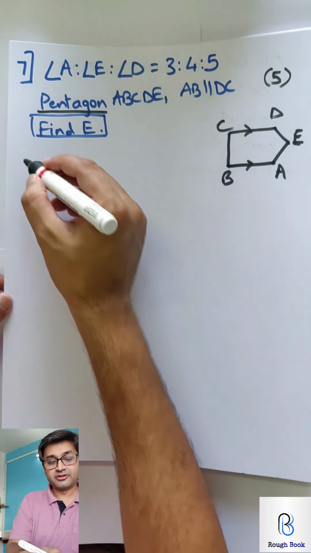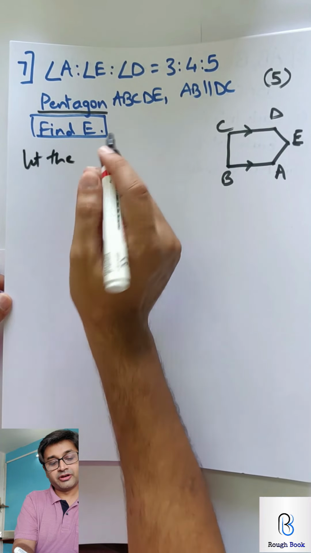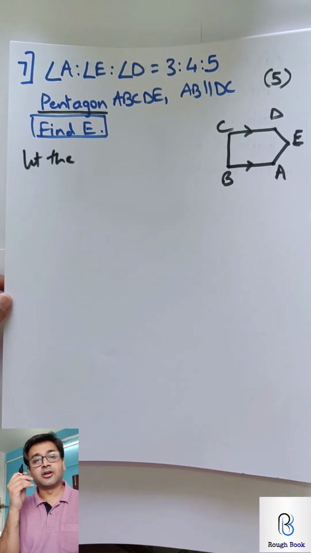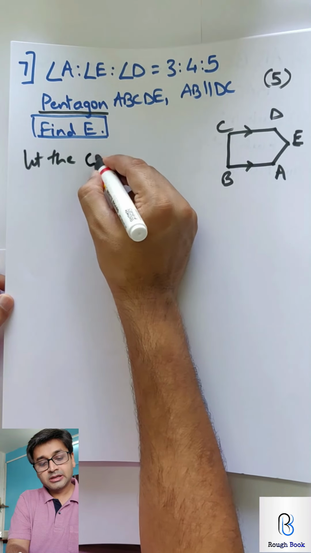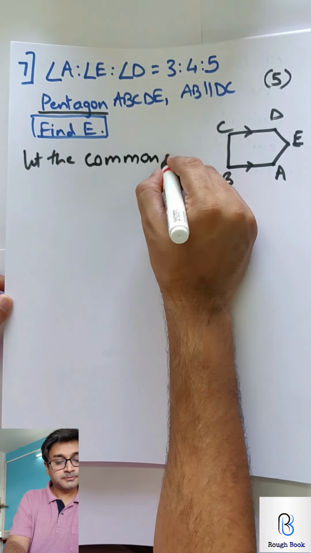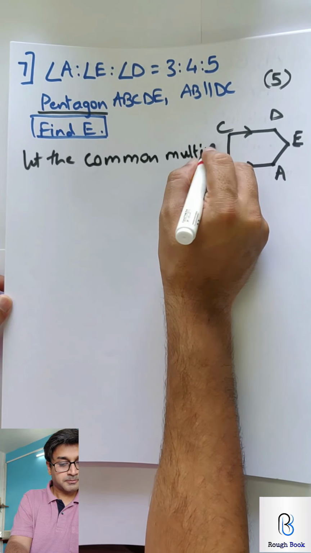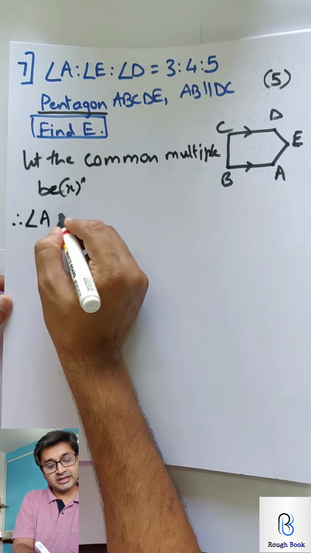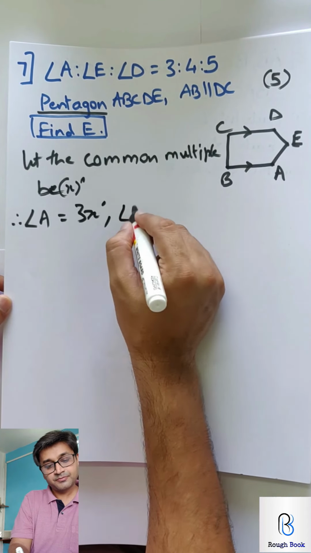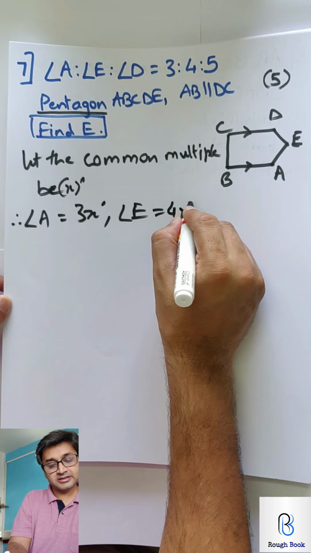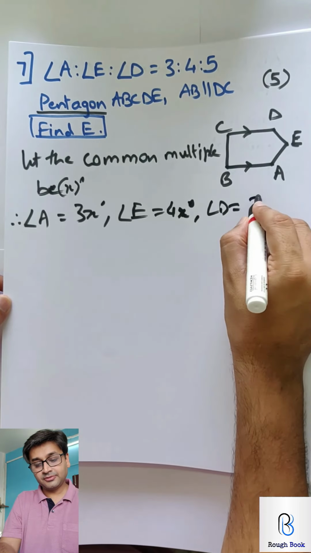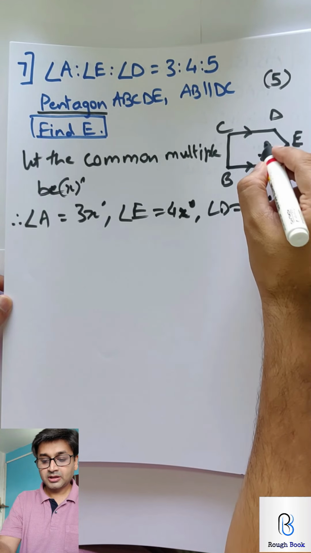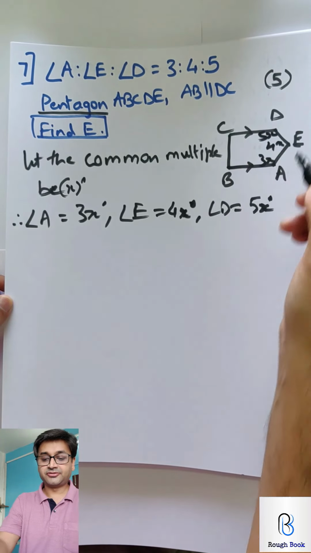A, E, D are in the ratio 3:4:5. So whenever you see a ratio in any subject, any topic, you should write: let the common multiple be x. So therefore angle A becomes 3x, E becomes 4x, and D becomes 5x.